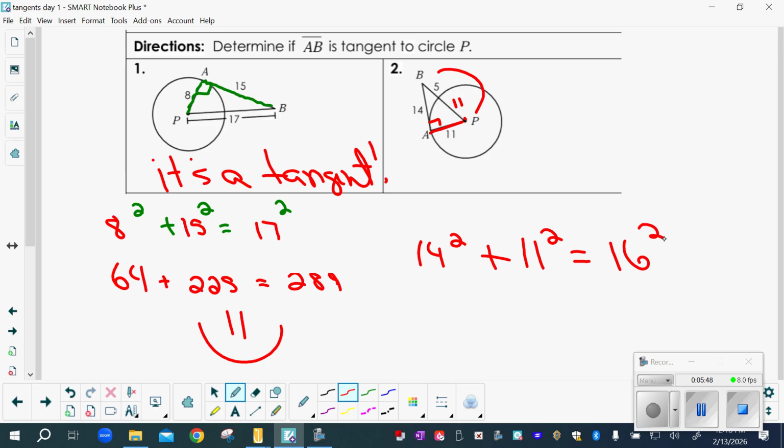Hold on. I don't know. 256. Bro, 196 plus 120. Oh, no, it did not work. It didn't work. It's 317.